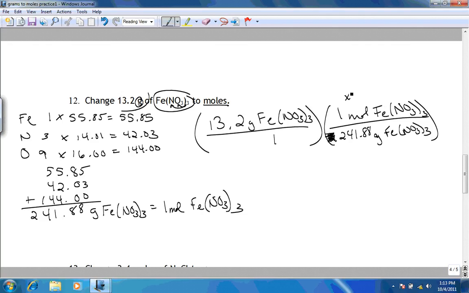Okay, so if it's on the top, you multiply. If it's on the bottom, divide. So it's going to be 13.2. The grams of iron 3 nitrate cancel out. So it's 13.2 divided by 241.88, which comes out to be 0.0546 moles of iron 3 nitrate.